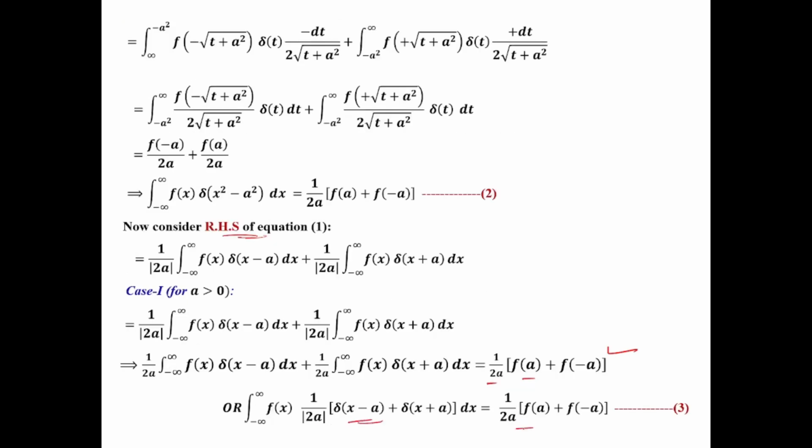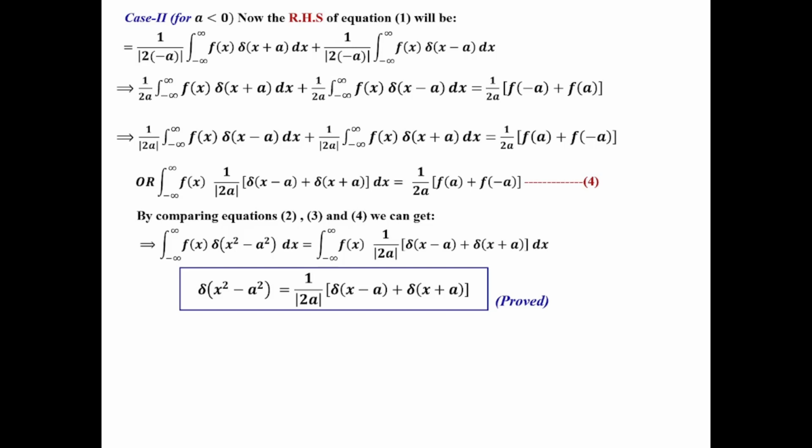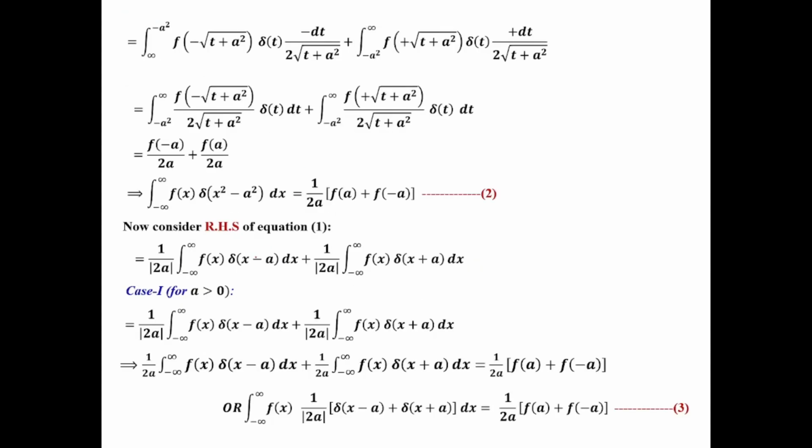This value is nothing but we found what? 1 by 2a f of a plus f of minus a. Let this be your equation number 3. Now we are going to go for our case 2, for a less than 0. That means if a will be negative, the RHS of equation number 1 is this one. We have to substitute instead of a with minus a. Here, a we have to write minus a.